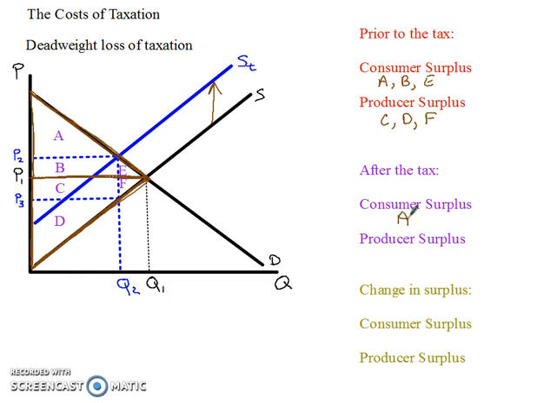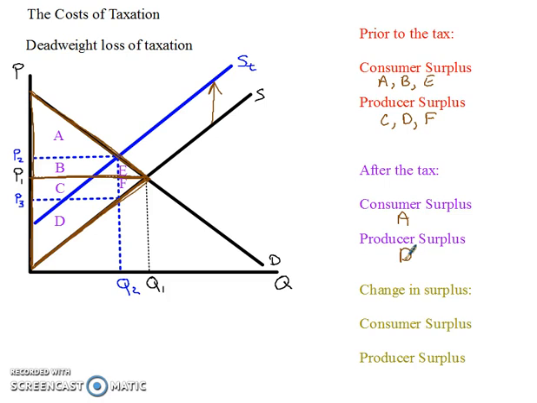And then the producer surplus is now the area below the price that they keep. So the producer surplus is going to be below P3 and above the supply curve. That's going to be area D. Area D is going to now be the producer surplus.